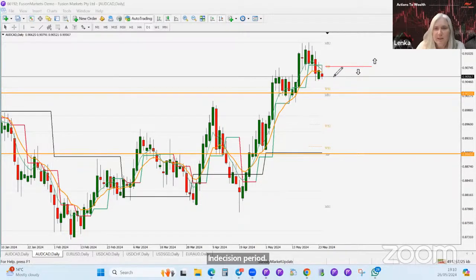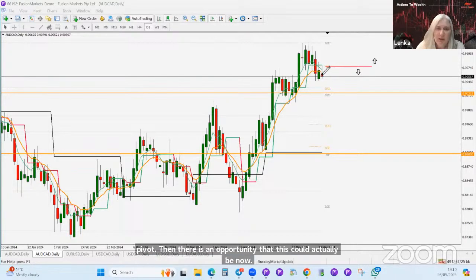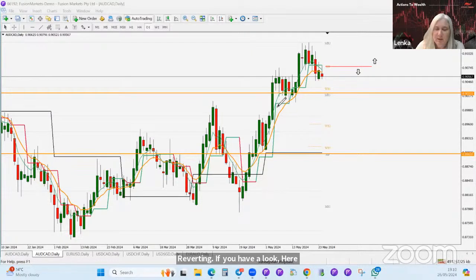Okay, considering price has closed underneath the weekly pivot, then there is an opportunity that this could actually be now reverting. If you have a look here where price closed above the weekly pivot, price kept going up. So price closing a number of times below the weekly pivot, we would be looking to see if there is a reversal there. So that is AUD CAD.